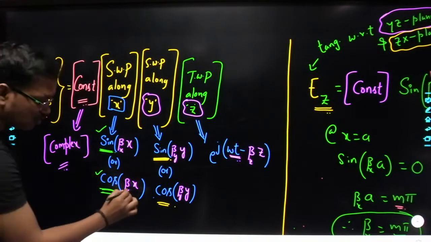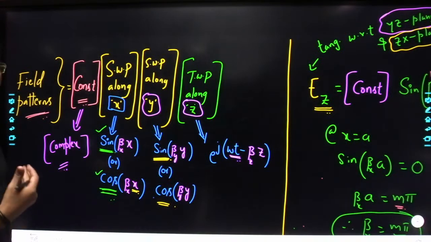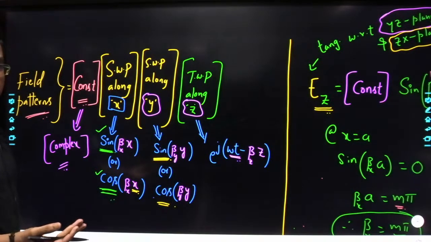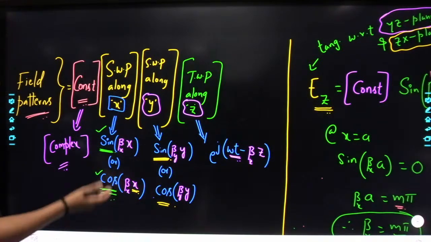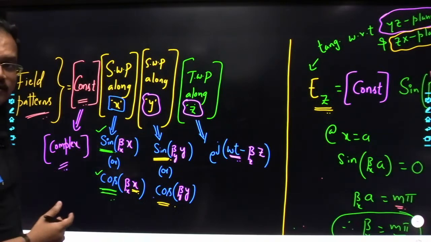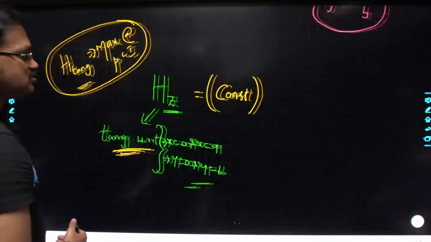At x equal to 0, this standing wave pattern must have what? Its maximum value. Yes or no? It must be maximum at x equal to 0. So which means you have to consider sine function or cos function. You have to consider cos function, right? Okay. So similarly here, you have to consider cos function.